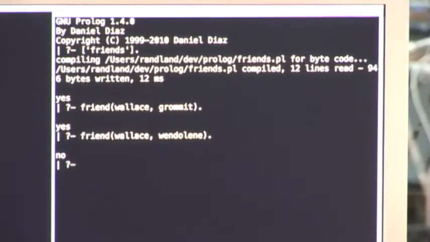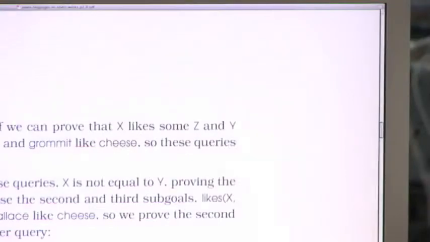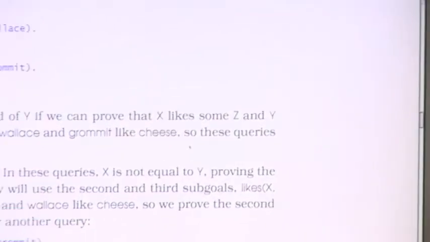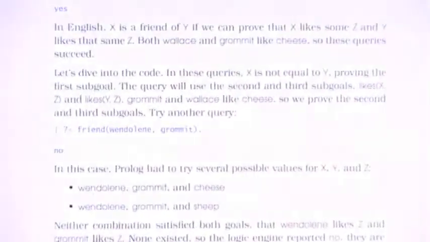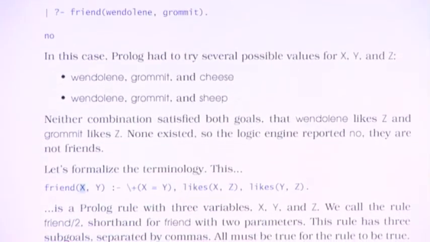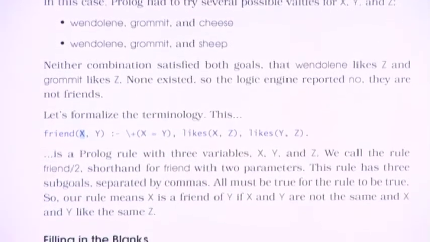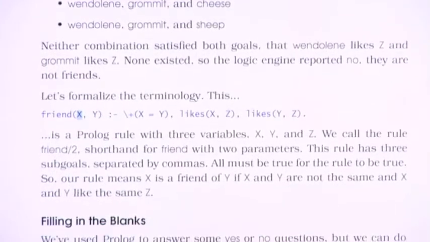So as you can see, our standard queries of whether or not people are friends work just fine. Like I said, that's a very, very simple example. What it does when it starts looking through this is it looks for values for X and Y based on this likes clause in here.